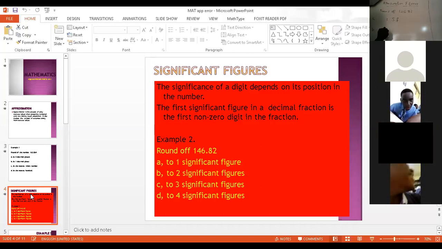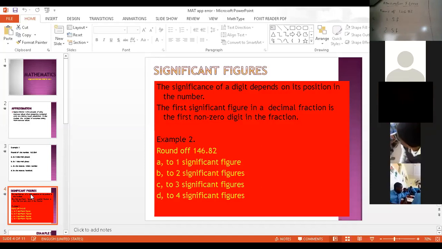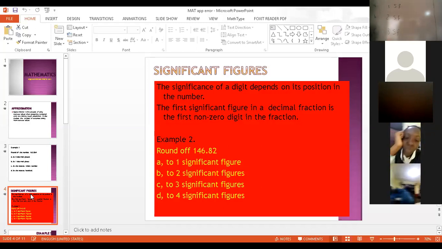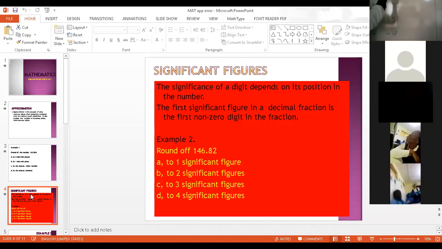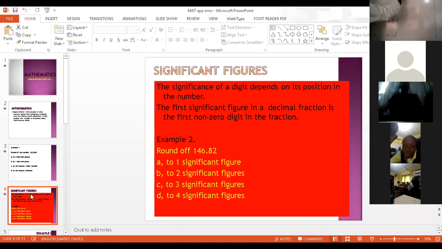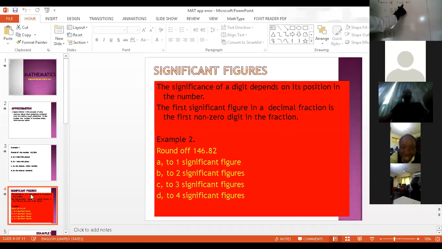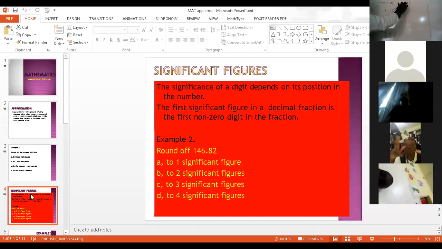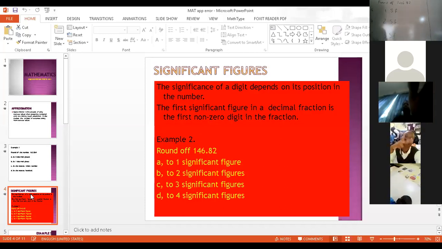B part says you should round it to 2 significant figures. Then C says round it to 3 significant figures. Then D says to 4 significant figures. So know that 1 is the most significant of these all, followed by 4, followed by 6. Now, 4 is more significant compared to 6. Then after 6, we have 8 and we have 2.